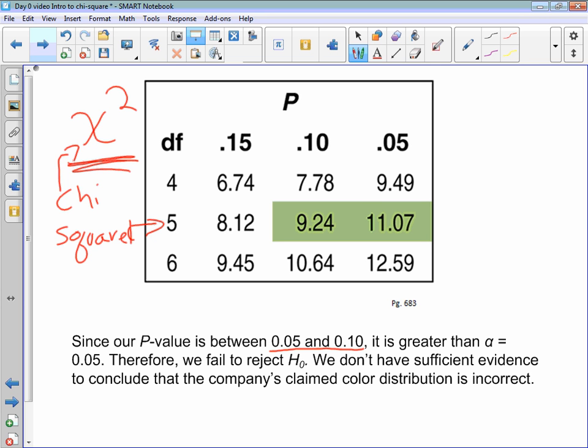Because my value falls between these two values, that means our p-value is between 0.05 and 0.01. We didn't establish an alpha, so we'll use 0.05. So we would fail to reject the null hypothesis. We do not have sufficient evidence to conclude that the company's claimed color distribution is incorrect.